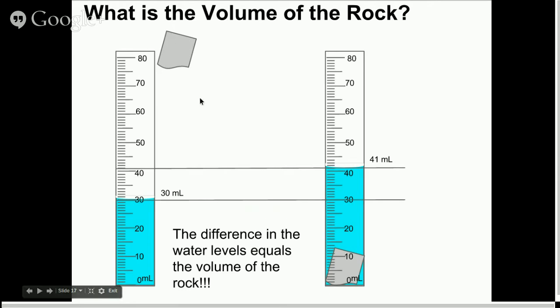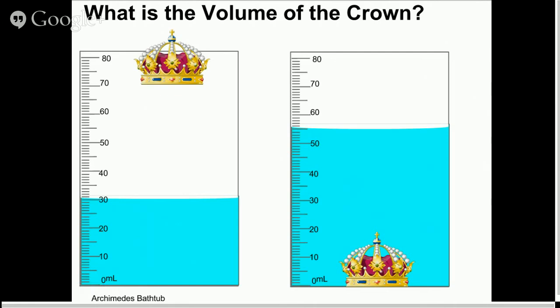So the volume of this rock is actually 11 milliliters, or 11 cubic centimeters, the difference between 41 and 30. So this isn't exactly what he did, but this is a pretty close idea of what he did. He put the crown in his bathtub, and he probably had these markings on the side. And he put it in, and then the water level went up. Started at 30 and went up to 25.